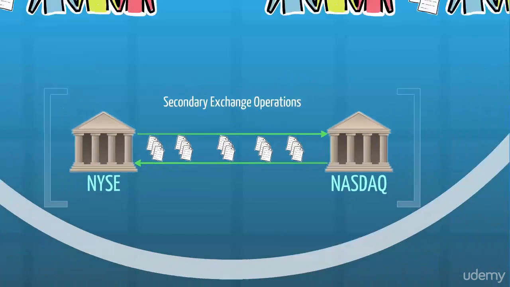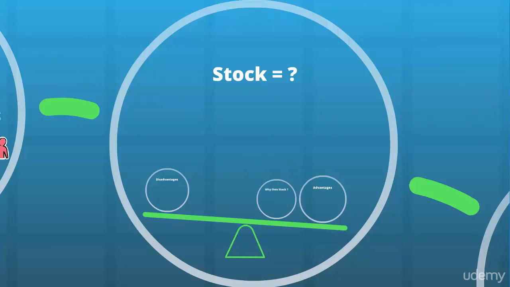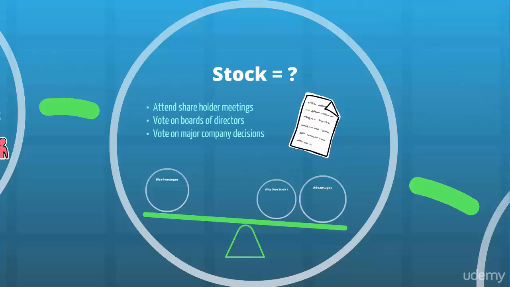So let's look at what a stock actually is. A stock or share is the smallest unit of ownership that a company distributes. When you purchase a stock in a company, you are effectively becoming a part owner of that company. As an owner, you have the same rights as all the major and minor shareholders of the company, which includes attending shareholder meetings, voting boards of directors in and out, and voting on major company decisions, such as mergers or acquisitions. Mostly just mergers nowadays.